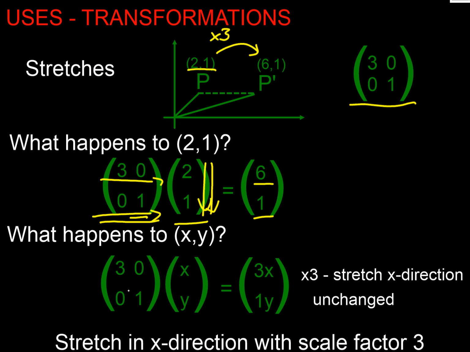Let's just check that out by taking the matrix and multiplying it by the general point xy, and what do I get? 3 times x plus 0 times y gives me 3x on the top, and 0 times x plus 1 times y gives me 1y on the bottom. So the y is unchanged. I've written it as 1y just so you can see there is actually a scale factor there, but it's 1. So the y is unchanged and the x has stretched in the x direction by scale factor 3.